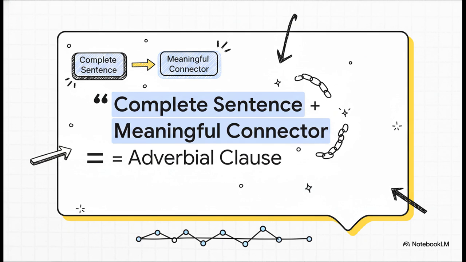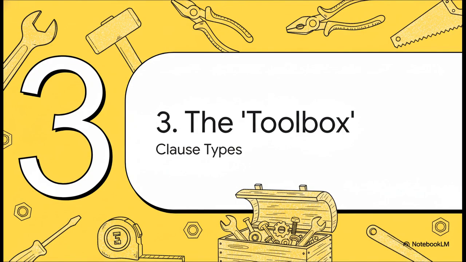If you see those two things together, you know exactly what you're looking at. Okay, so we know how to spot them. Now for the fun part. What can we do with them? It helps to think of all the different kinds of adverbial clauses as a set of tools in a toolbox. Each one is designed for a very specific job.